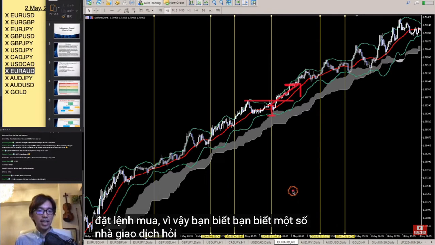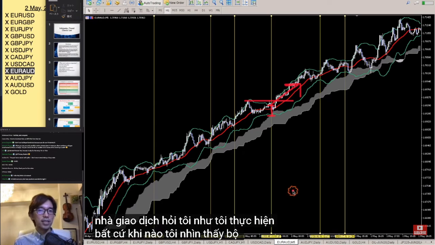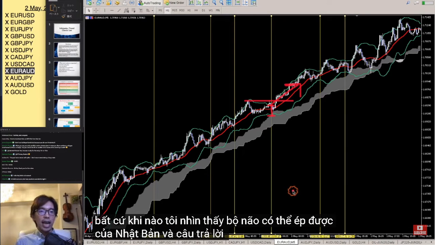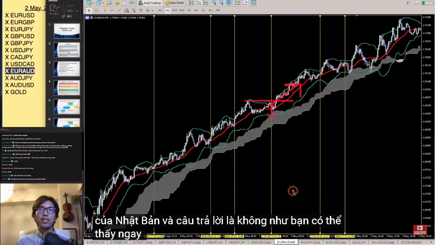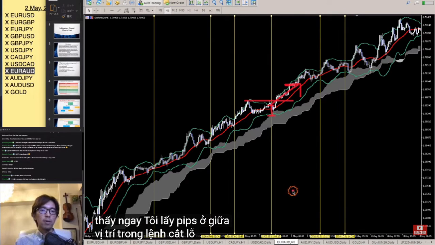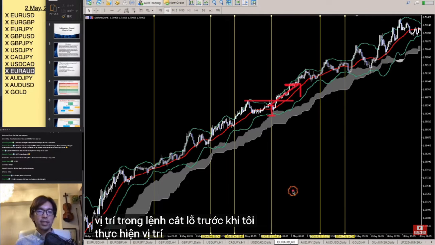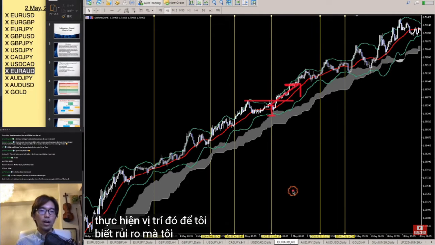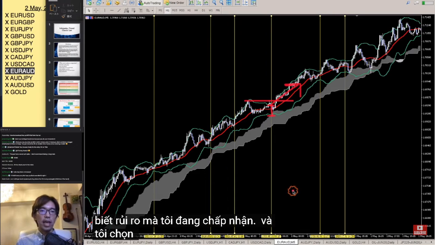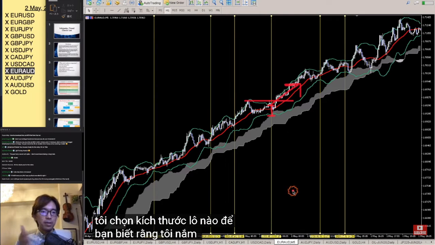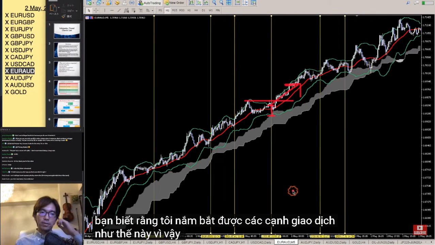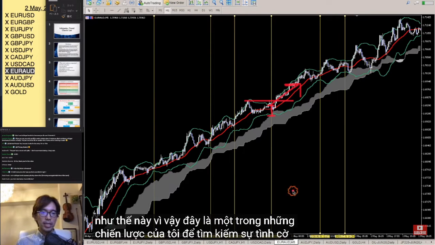Some traders ask me, do I take trades whenever I see the squeeze of the Bollinger Band? And the answer is no, as you can see, right? I measure the pips in between the position and the stop loss before I take the position, so that I know the risk, what kind of risk I'm taking, and what kind of lot sizing I go for, so that I capture the trading edges like this. So yeah, this is one of my strategies to look for the buy chance.